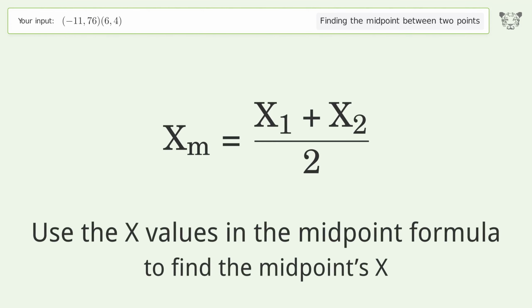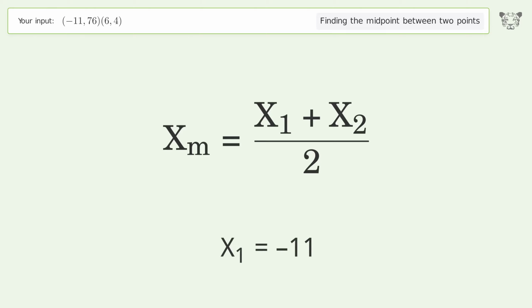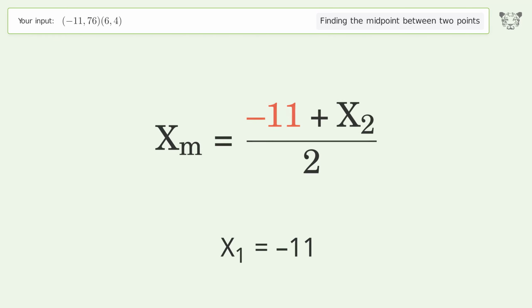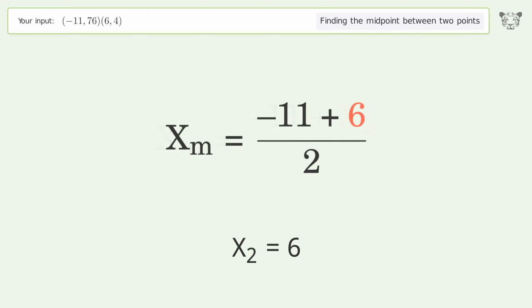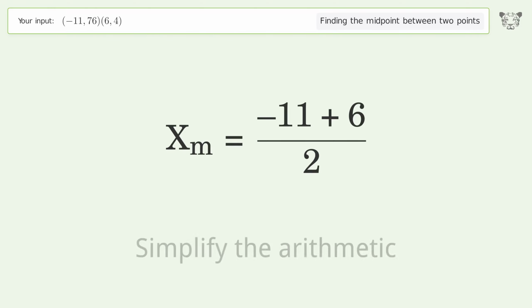Use the x values in the midpoint formula to find the midpoint's x. x1 equals negative 11. x2 equals 6. Simplify the arithmetic.